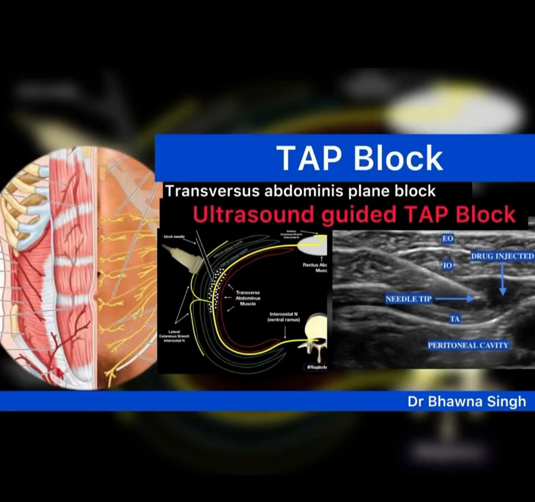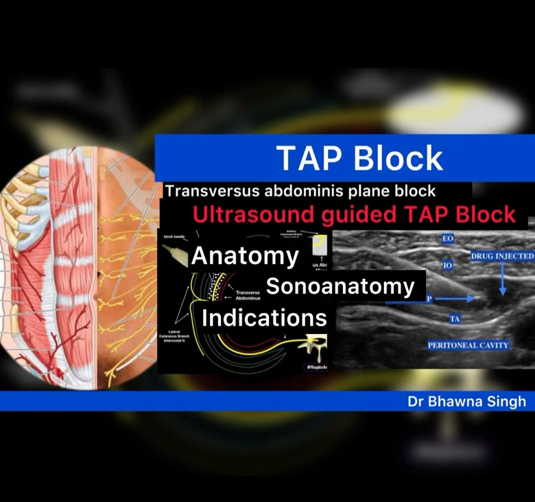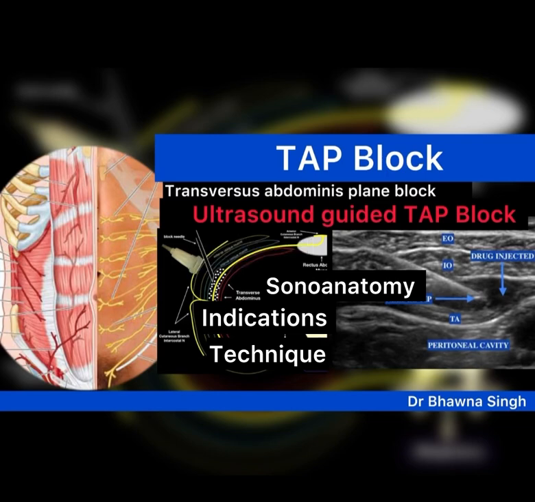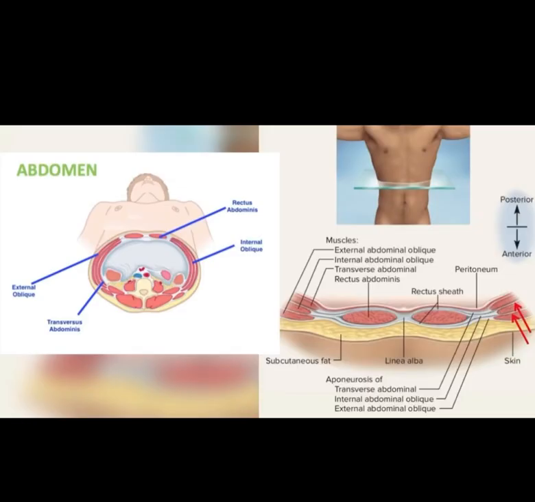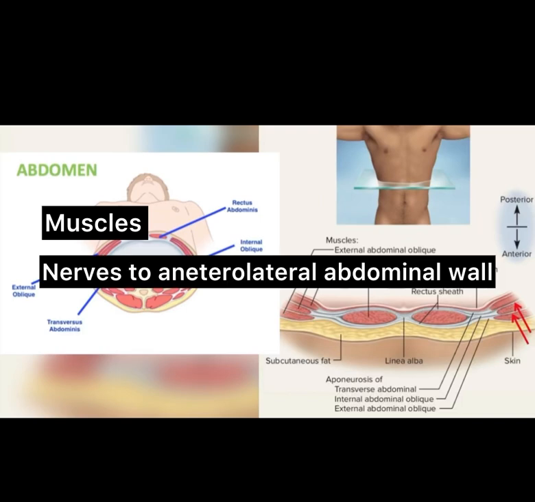Hello everyone. Today in this video we are going to discuss ultrasound guided transversus abdominis plane block under following headings: its anatomy, sonoanatomy, indications and the technique. To understand the abdominal anatomy, let's discuss its muscles, nerve supply and the dermatomes.